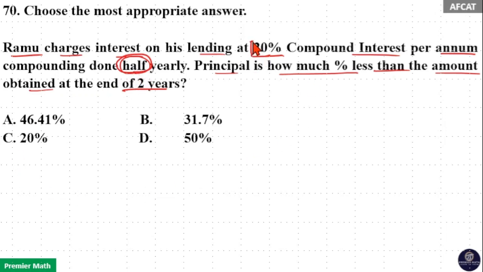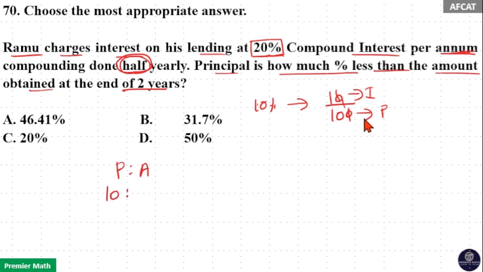Now 20% is the interest rate for 1 year, means for 6 months the interest rate is half of 20%, that is 10%. 10% means 10 by 100, that is 1 by 10. So 10 parts is the principal for 6 months and 1 part is the interest for 6 months. Now take the ratio of principal and amount. Principal is 10 parts and amount is interest plus principal, that is 10 plus 1, 11 parts for 6 months.